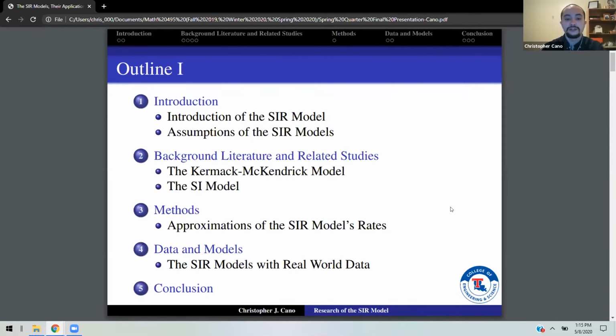We're going to get into the introduction of the SIR model, so what it is and who developed it. Then we'll get into the assumptions of the SIR models. Then one of the most common SIR models, the Kermack-McKendrick model, and also the SI model. Then we'll look at the approximations of the SIR models' rates. After that, we'll see the SIR models with some real-world data. But first, we're going to look at the focus of this research.